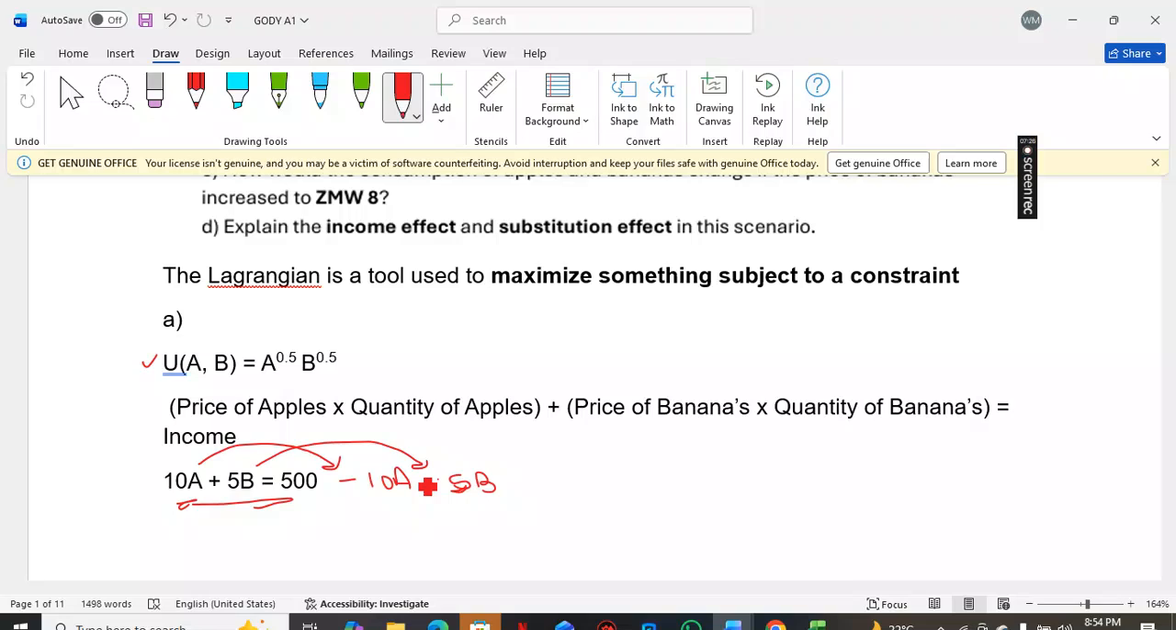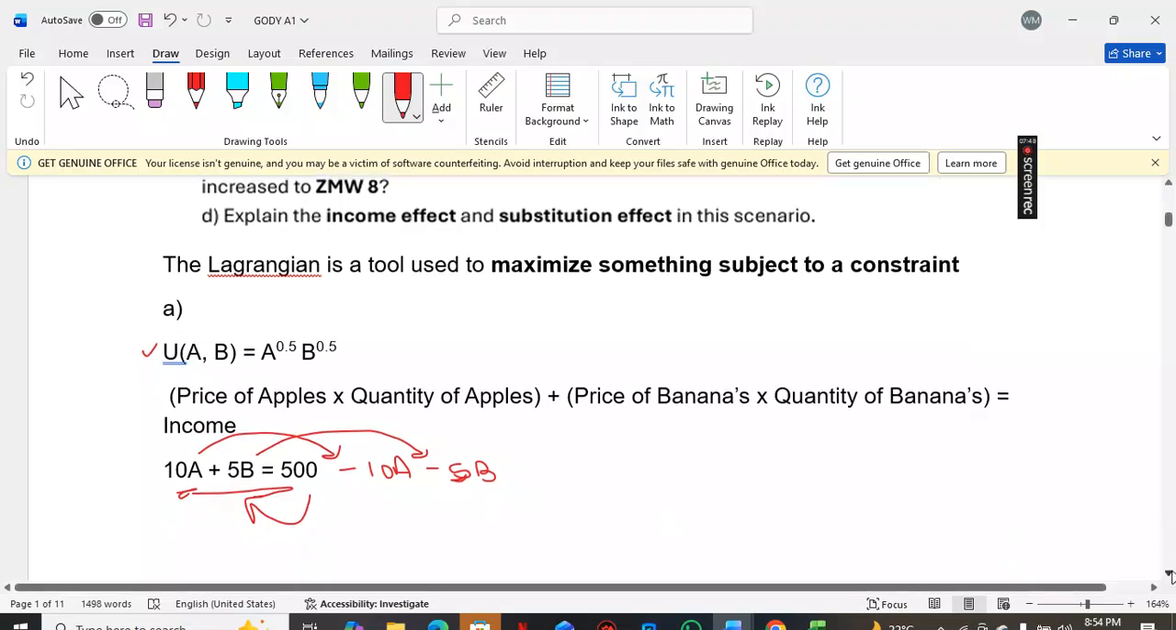You take them to this side. Don't take the 500 to the other side. If you want, you can take the 500 this side. What's just going to happen is your lambda will be negative. If you take the 500 to the other side, you have a negative lambda, and if the question asks you to get lambda, then it will be hard to interpret.